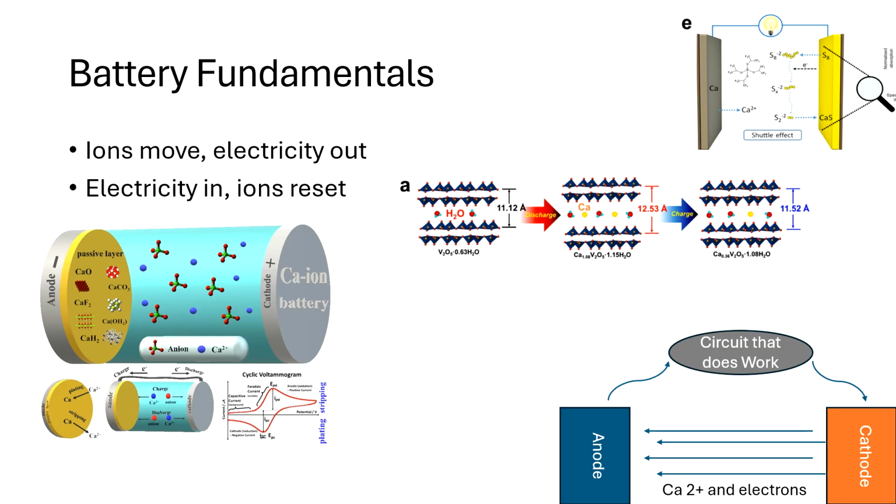So here we have a couple schematics. If you look at A here, we have a calcium air battery. We also have a calcium sulfur battery, along with a general schematic for a calcium ion battery. In the bottom, we also have just a general battery diagram. One thing you'll notice on the calcium ion battery schematic to the left is that there is a passive layer there, which we will talk about in a little bit.